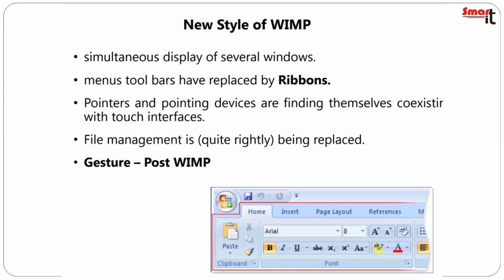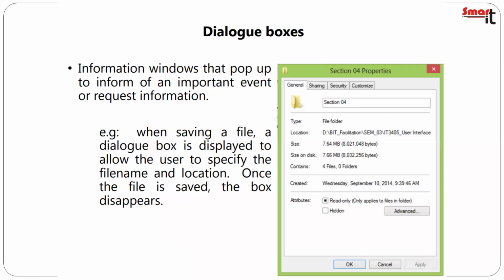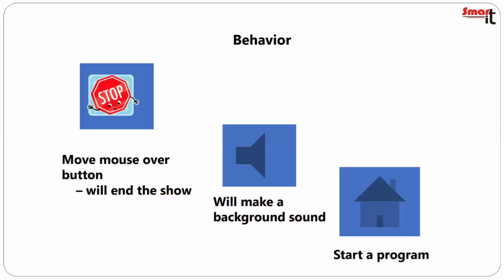Now, in the modern trend, WIMP comes with ribbons and dialog boxes like this. In Word applications, once you click Home, there will be one menu, and the same user interface will be refreshed once you click Insert, right? So we are using ribbons now. Nowadays we have ribbons, buttons, toolbars, and dialog boxes. When we are going to change the font, the font dialog box will open like that.